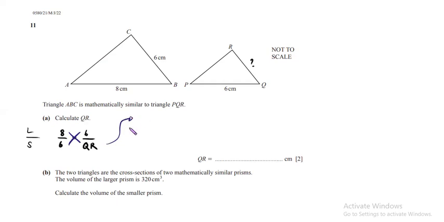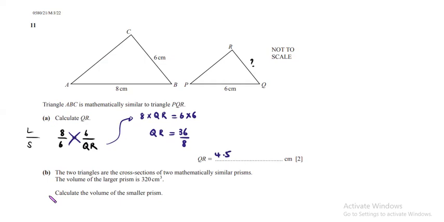So the value of QR will be 8 times QR is equal to 6 times 6. So for me to find what QR is, 6 times 6 is 36, should be divided by 8. So when I divide 36 by 8, I get 4.5 centimeters. That is the value of QR.